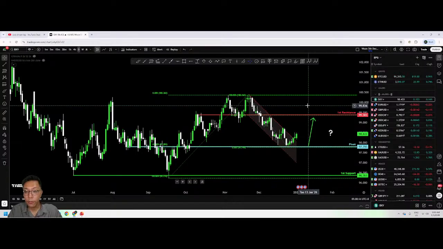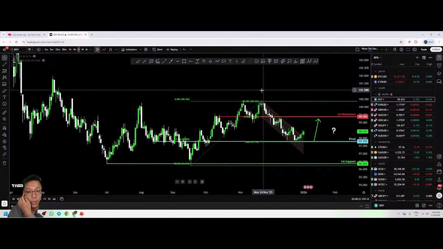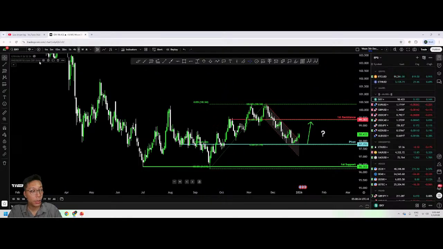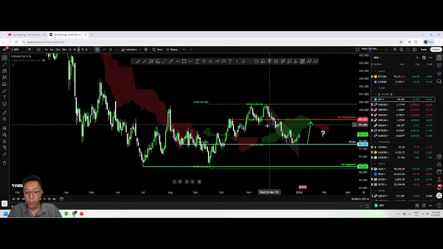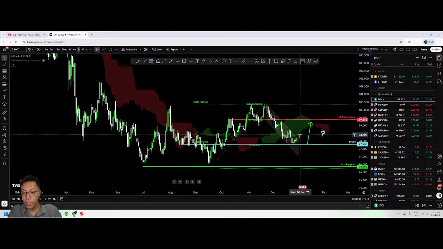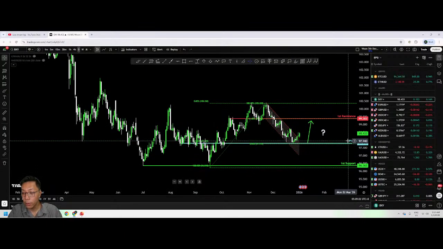Let's start off with the DXY. If you look at the bigger picture of the DXY, we are actually bullish right now because price is within the bullish Ichimoku cloud. Also, price has broken out of the descending channel, which is this channel over here. You can see a bounce over here, so we'll label this as our pivot point.